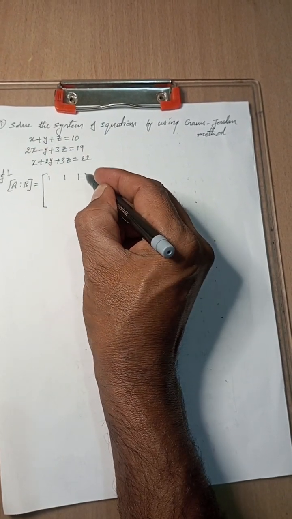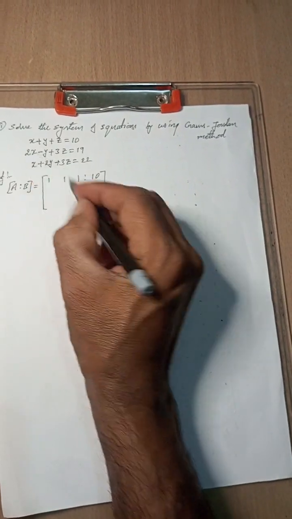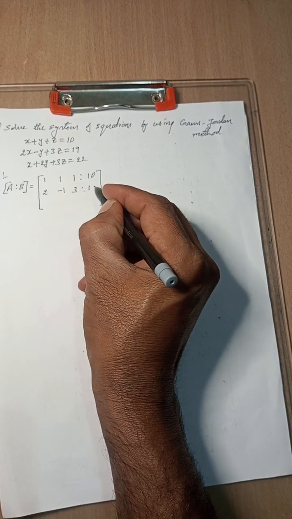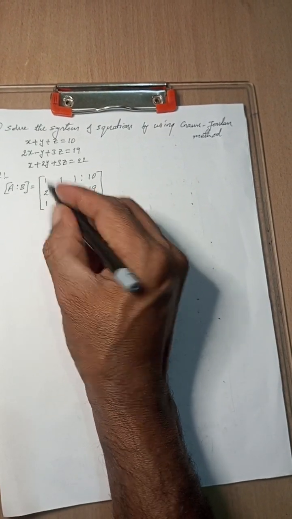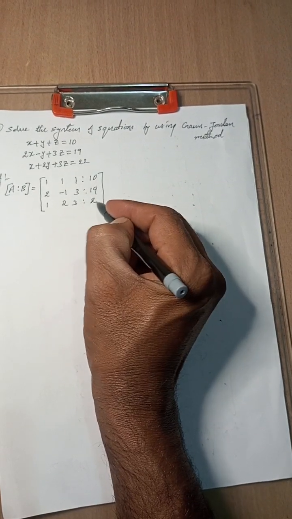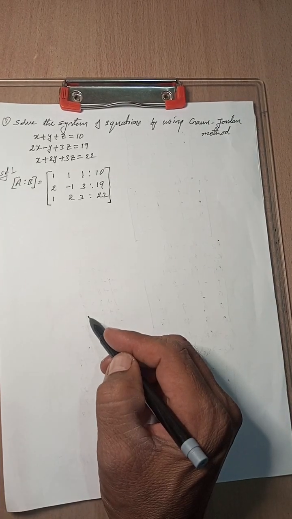The augmented matrix of the given system of equations has the coefficients of x, y, z: 1, 1, 1 and 10. Second equation: 2, minus 1, 3 and 19. From the third equation it is 1, 2, 3 and 22. This is the augmented matrix of the given system of equations.